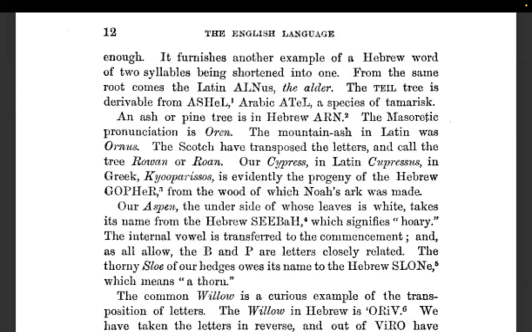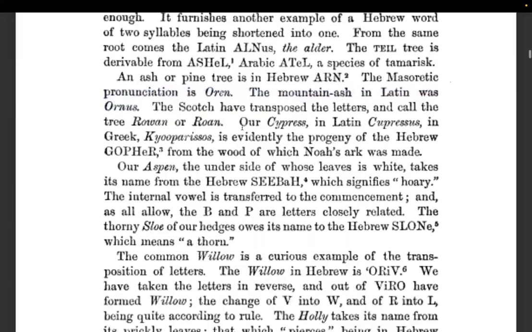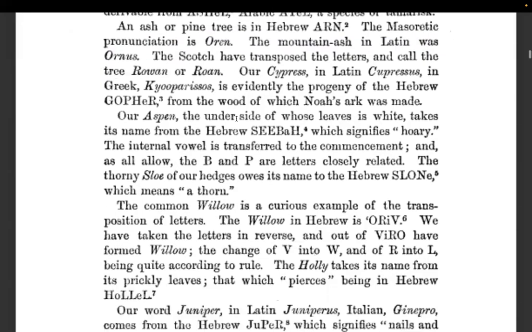So you'll see here, the Masoretic pronunciation is Oren, all right? The mountain ash in Latin is Ornis. So you see, it's the same thing. You drop the E there and you add the Latin suffix, which would have made it a masculine pronunciation, by the way. The Scotch have transposed the letters and call the tree rowan or roan, the R and O being transposed, like he said.